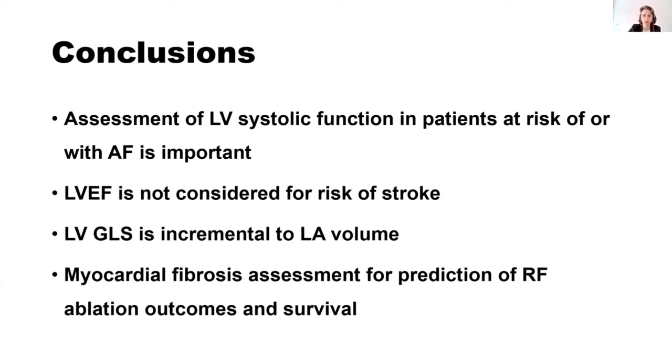Left ventricular ejection fraction is not considered for stroke risk. Instead, left ventricular global longitudinal strain has been shown to be incremental to LA volume and ejection fraction to predict the occurrence of atrial fibrillation, but also complications. And myocardial fibrosis assessment for prediction of radiofrequency catheter ablation outcomes and survival has been shown as well to be important in patients with atrial fibrillation.